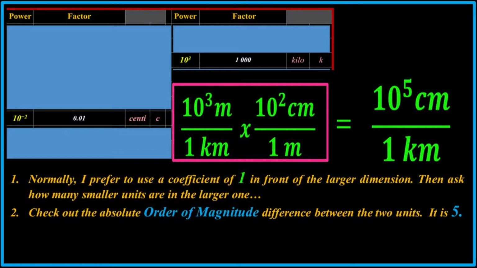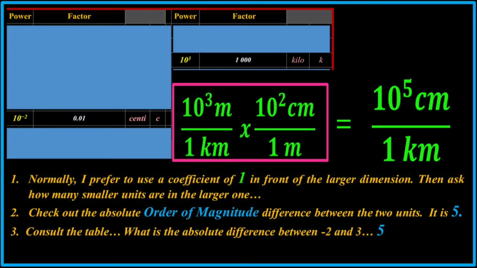So let's continue to look at this. Consult the table. What is the absolute difference between negative 2 and positive 3? It's 5, just like we said above.